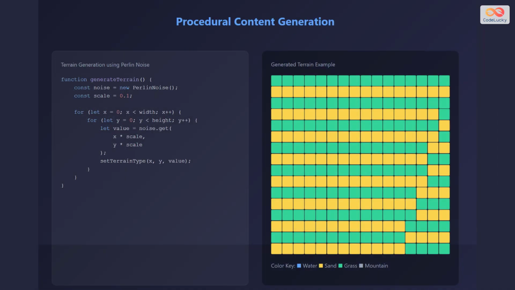Procedural content generation, or PCG, uses algorithms to automatically create game content, such as terrains, levels, and items. This example presents terrain generation using Perlin noise. The code uses a generate terrain function which initializes a Perlin noise object and iterates over the width and height of the terrain. It then applies the Perlin noise function to determine the terrain type at each coordinate. The generated terrain example illustrates a grid of cells, each assigned a color based on the Perlin noise value, such as water in blue, sand in yellow, grass in green, and mountain in gray.